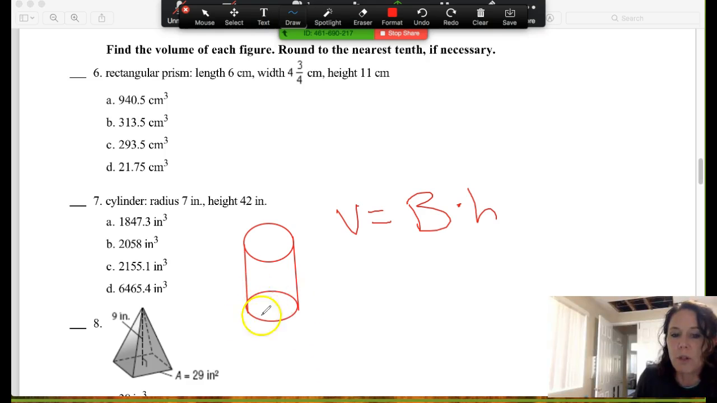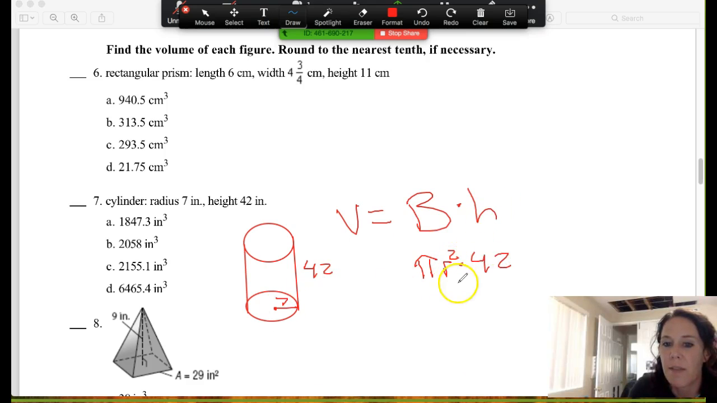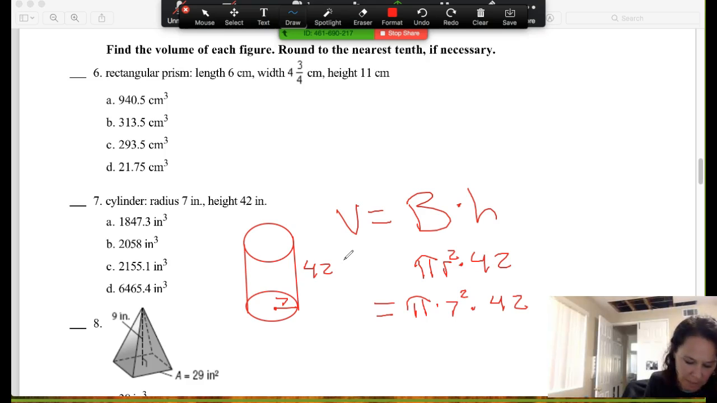Now your base is a circle. If your base was a square, the area of the base would be length times width, or a rectangle. But when it's a circle, that base is pi times the radius squared. That's the area of the base. Times the height. And we know the radius here is 7, and the height is 42. So if my height's 42 and my radius is 7, I'm going to go pi times 7 squared times 42. And that will give me my volume. Now that's just a calculator. If you go 7 times 7, you get 49. 49 times 42 times pi.